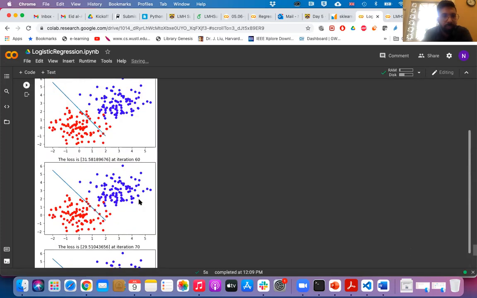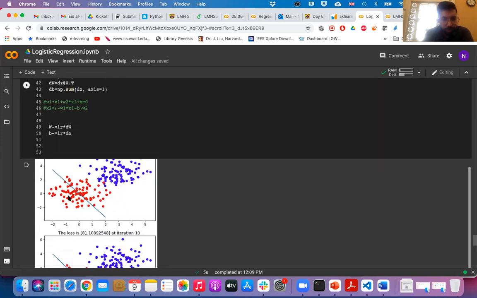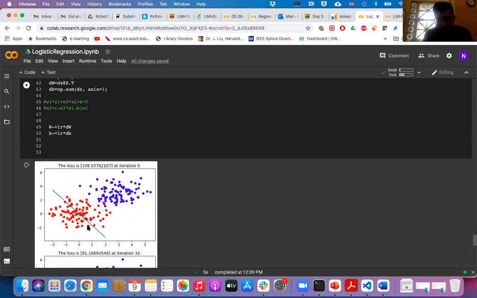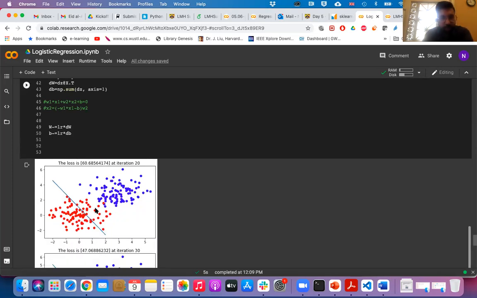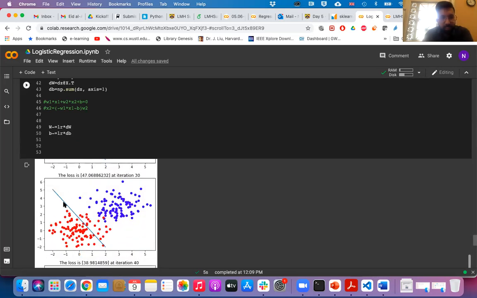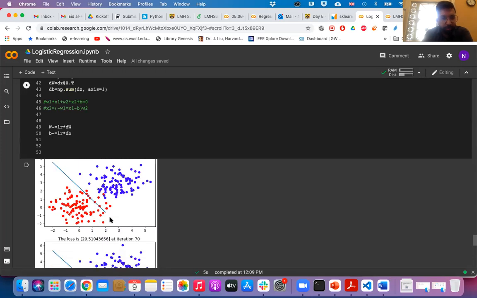Okay, so let's see. To start with, this was our decision boundary at iteration 0. It's quite bad. You can see that these points are misclassified. After 10 iterations, it becomes this. After 20 iterations, it becomes this. After 30 iterations, it becomes this. 40 iterations, 50 iterations. You can see it's improving.